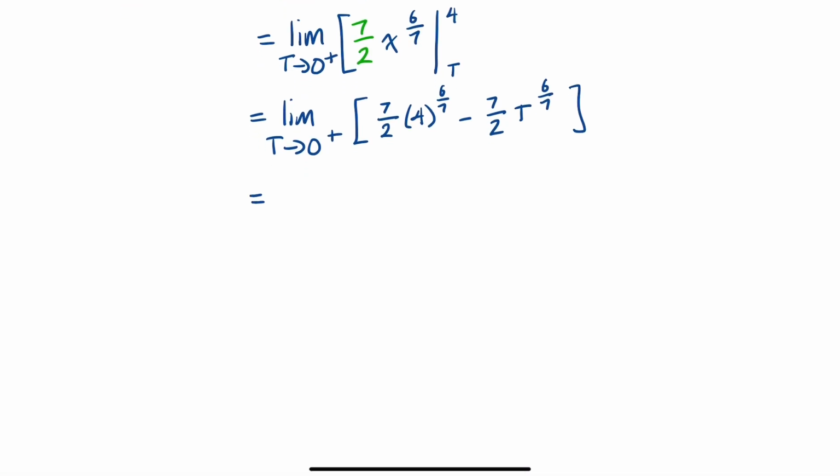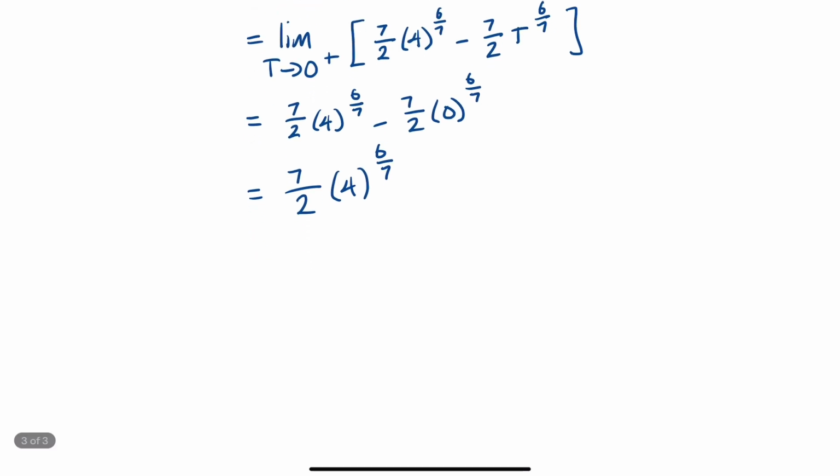And do not make the mistake of thinking you can cancel out this 4 and the 2 to reduce it to 2 over 1. Because this is an exponential function, and we cannot just reduce them like that. I would just keep it like this if I were you. So we can say that this is equal to 7 over 2 multiplied by 4 to the 6 over 7, and then minus 7 over 2 multiplied by 0 to the 6 over 7. As the final answer, we get 7 over 2 multiplied by 4 to the 6 over 7. And as you can see, we got a finite value for our answer. And so therefore we say that this is convergent.